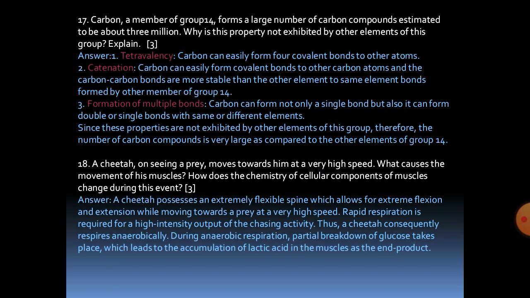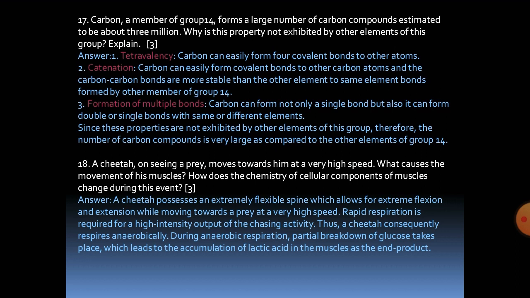The next question is, carbon, a member of group 14, forms a large number of carbon compounds, estimated to be about 3 million. Why is this property not exhibited by other elements of this group? Explain. So here you can explain the property of carbon like tetravalency. It can bind with 4 atoms at a time.